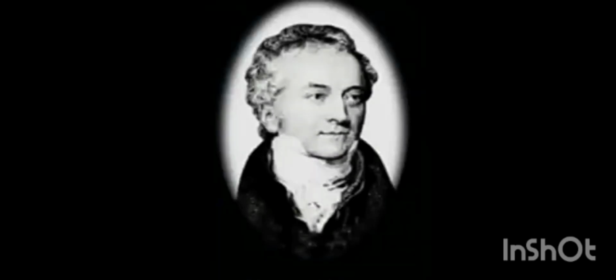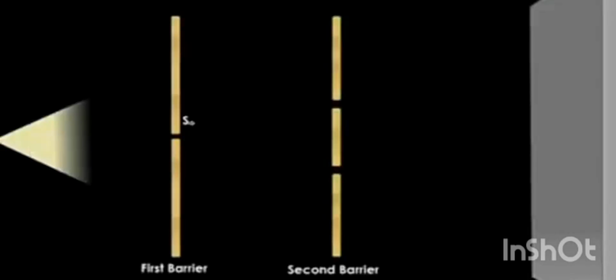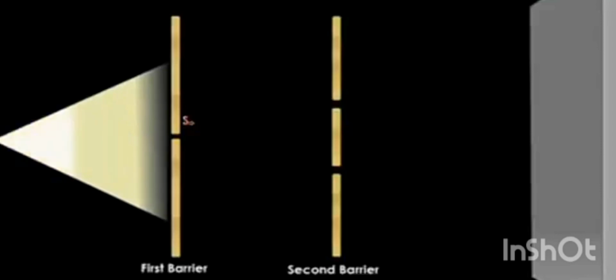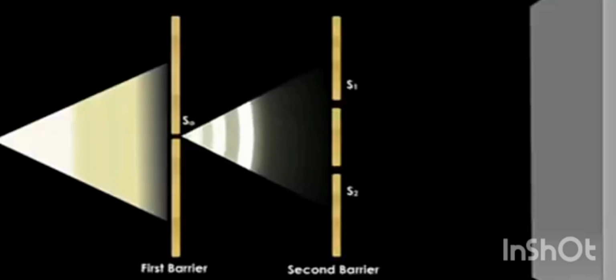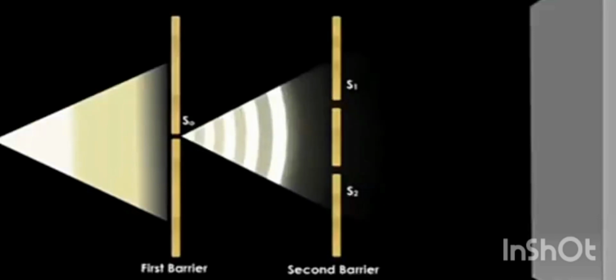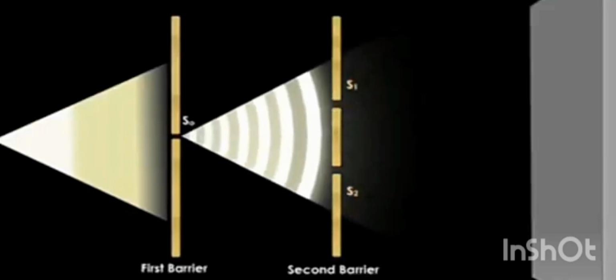Interference in light waves from two sources was first demonstrated by Thomas Young in 1801. A schematic diagram of the experimental setup is shown here. Light was made to pass through a slit, S0. The waves emerging from this slit were made to pass through two parallel slits, S1 and S2.